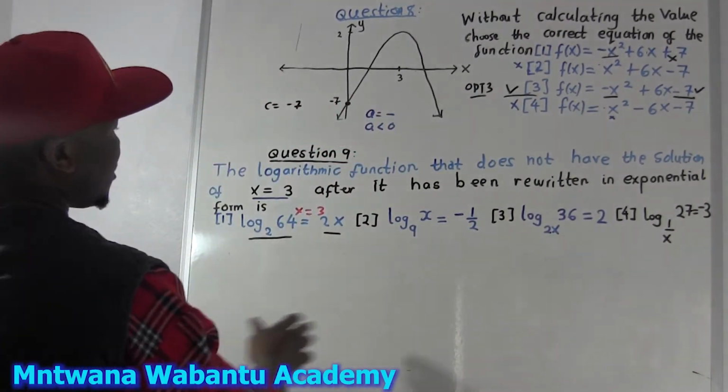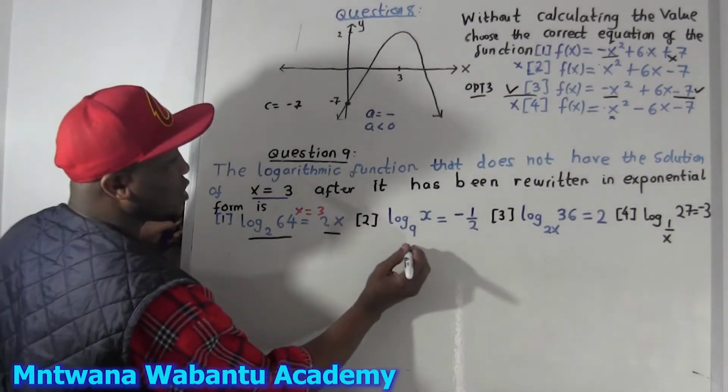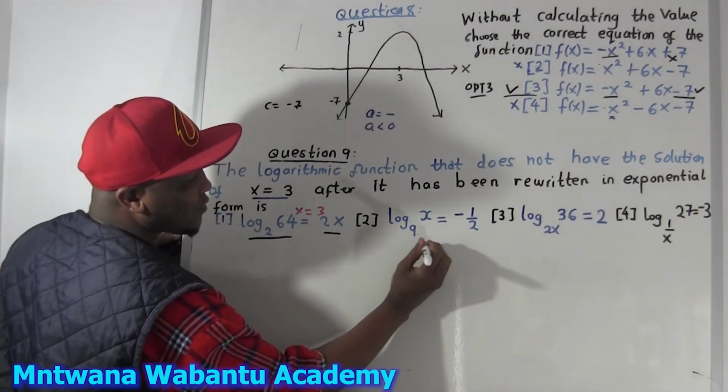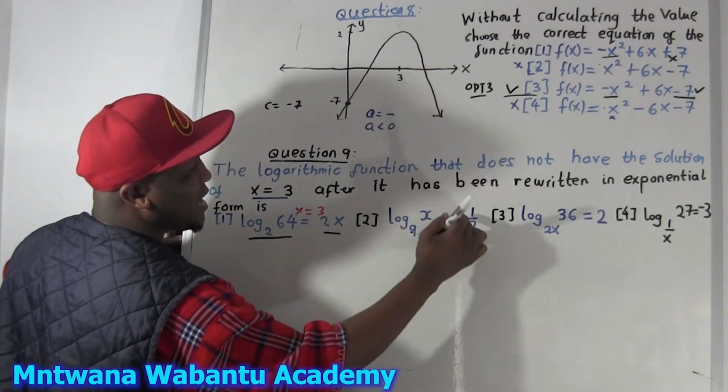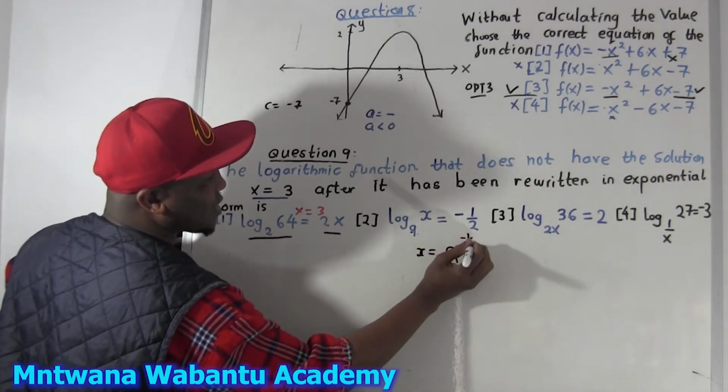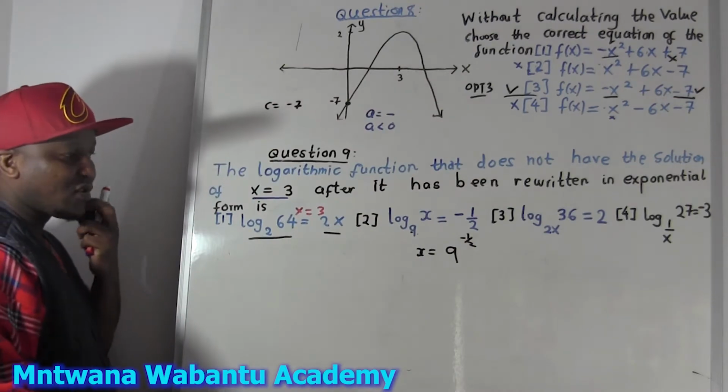Okay, for the second one, we do the same game. We're going to push this to the right. If I push to the right, I'm only going to be left with x, and this 9 is going to come here, and this negative half is going to go to the top. You know what I'm saying?